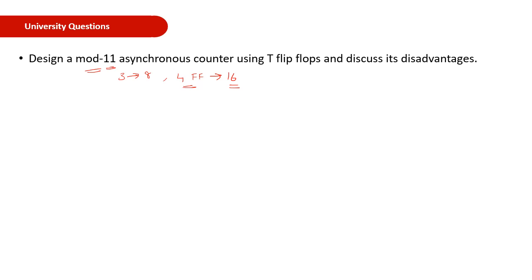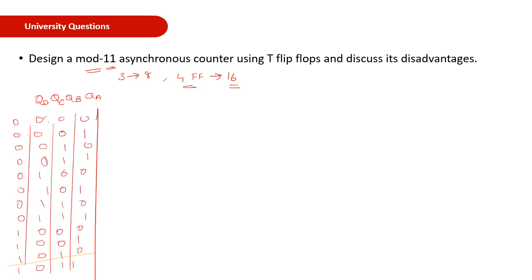So first we can write the truth table for this one. If you are mentioning the output of the 4 flip-flops as QA, QB, QC, and QD, then 0000 is the first state, then 0001, 0010, 0011, and so on. So this is the truth table for this mode 11 counter.